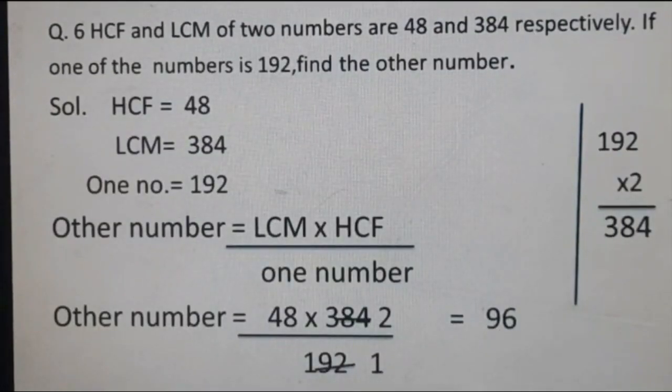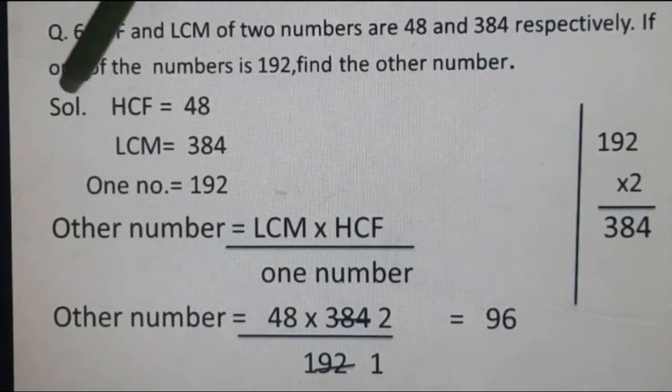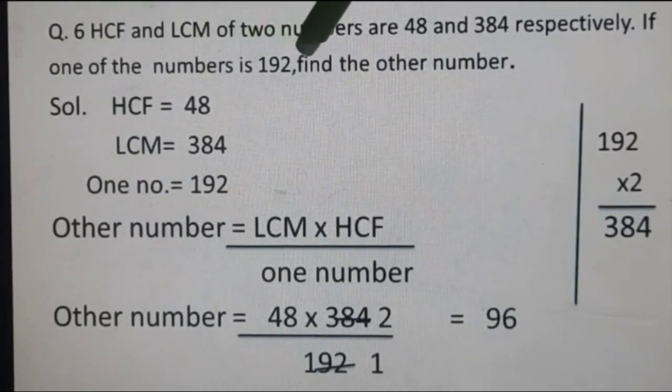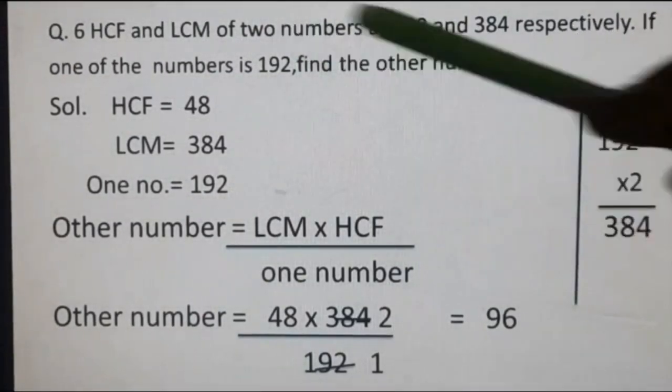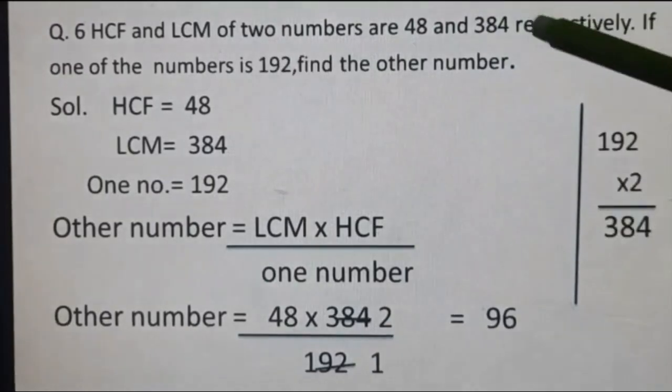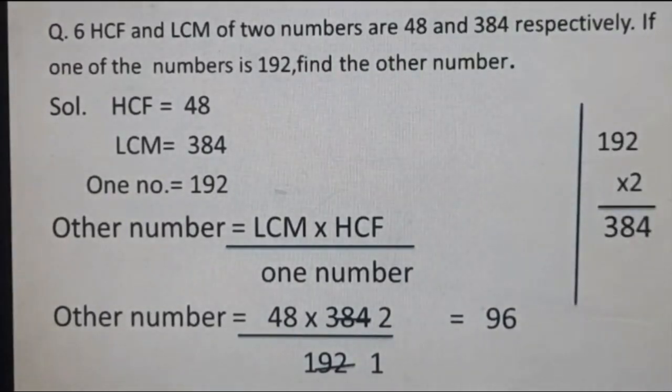Next question, question number 6 of your worksheet. HCF and LCM of two numbers are 48 and 384 respectively. Means HCF is 48, LCM is 384. This is the meaning of respectively. If one of the numbers is 192, find the other number. HCF is given 48, LCM is given 384, one number is given 192.